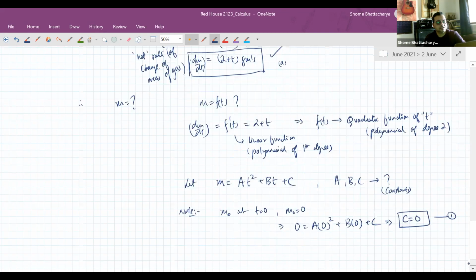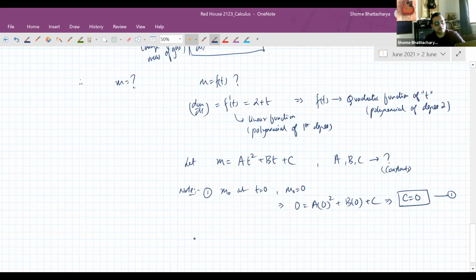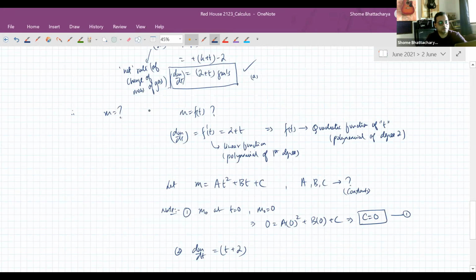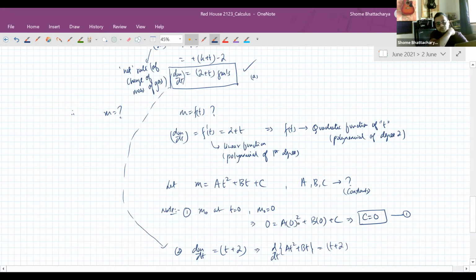Okay. The second piece of information that is known to me is that dm by dt is equal to t plus 2. We have just worked this out above. See, just above we had written that. So this is telling me that the rate of change of the quantity a t square plus b t, since c I've already shown to be 0 above, should be equal to t plus 2. So this will give me some values for a and b. Understood now?